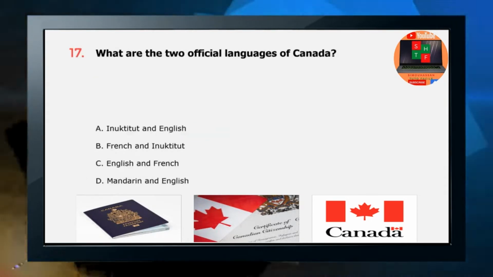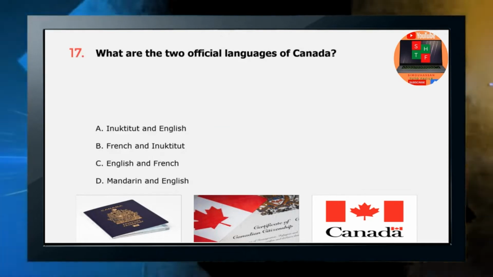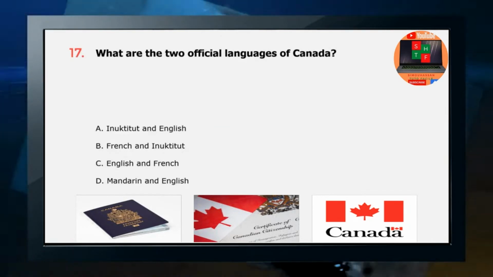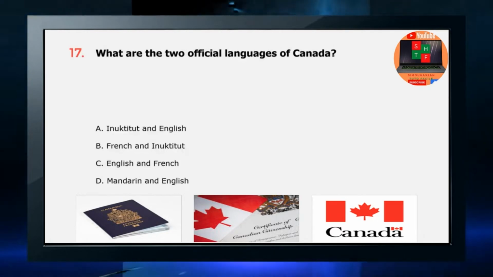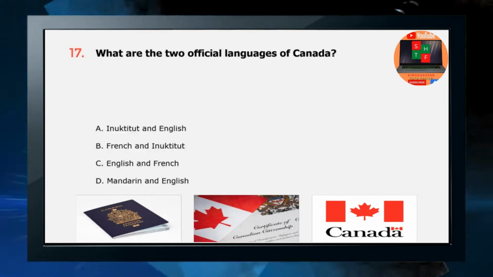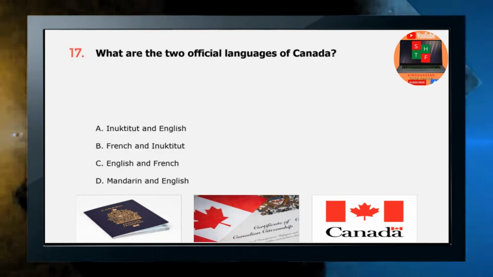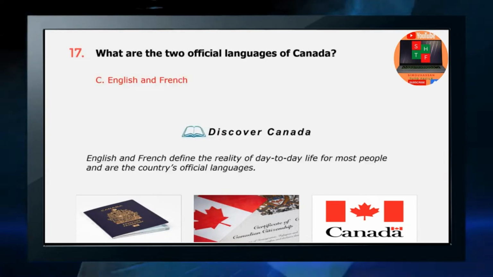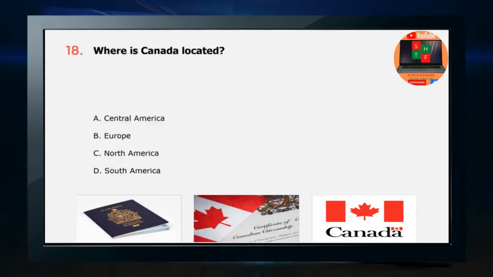Question 17. What are the two official languages of Canada? A. Inuktitut and English. B. French and Inuktitut. C. English and French. D. Mandarin and English. The answer is C. English and French.